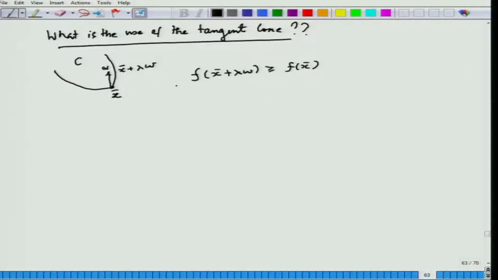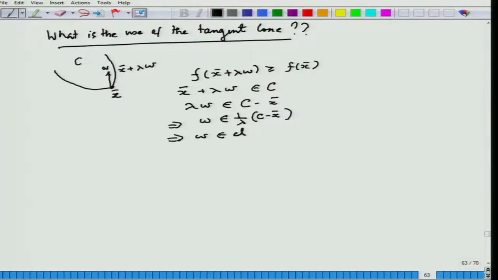Now, the important thing is that the direction that I am choosing has to be of this form, that x bar plus lambda w must be in the set C. So, lambda w must be in the set C minus x bar. Say I take lambda to be positive, of course, I am moving along this direction, so it is positive. So, because lambda is positive, this is an element of 1 by lambda times C minus x bar. So, this simply says that w is an element of the cone, and hence in the closure.